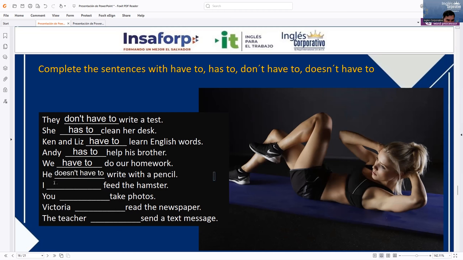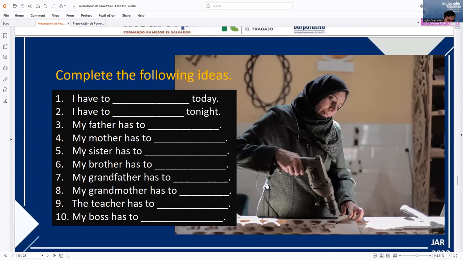I have to feed the hamster. You have to take photos. Victoria has to read the newspaper. The teacher has to send a text message. I have to work today. I have to attend class tonight. My father has to take his medicine.